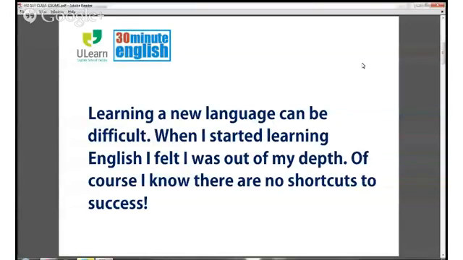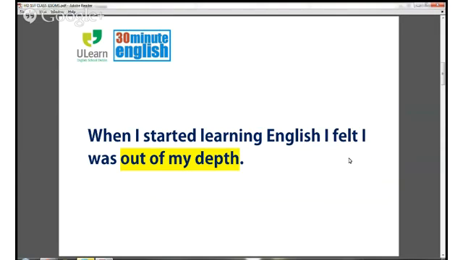Learning a new language can be difficult. When I started learning English, I felt I was out of my depth. Okay, that's our first one. Of course, I know there are no shortcuts to success. So no shortcuts to success. Shortcuts, that's another example of an idiom in this extract. Now let's look at those more closely. When I started learning English, I felt I was out of my depth. So we're dealing with the expression out of one's depth, his depth or your depth, for example.